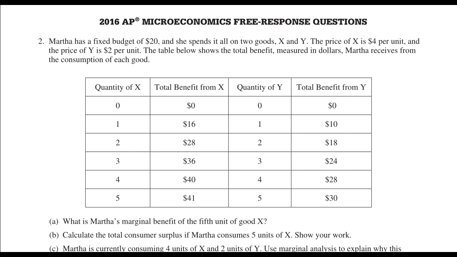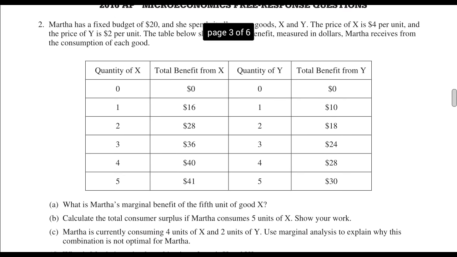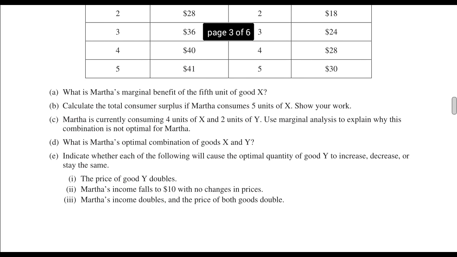So, here we go. Martha has a fixed budget of $20 and she spends all of it on two goods, X and Y. The price of X is $4 per unit and the price of Y is $2 per unit. The table below shows the total benefit measured in dollars that Martha receives from the consumption of each good. So, part A. I think I can actually start answering these right below here.